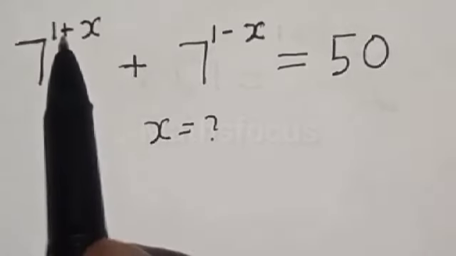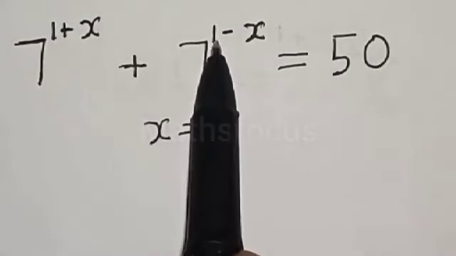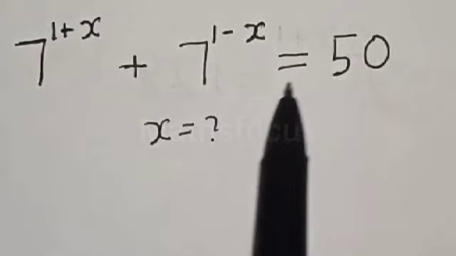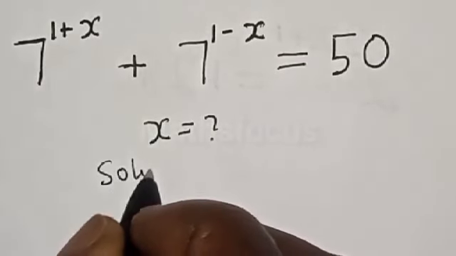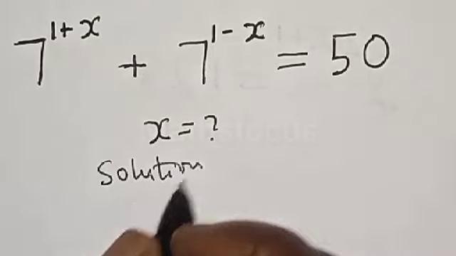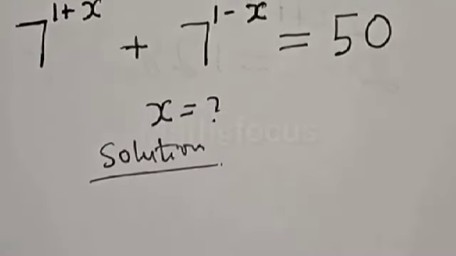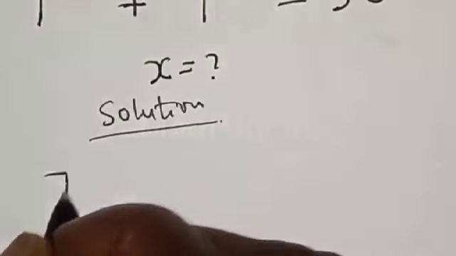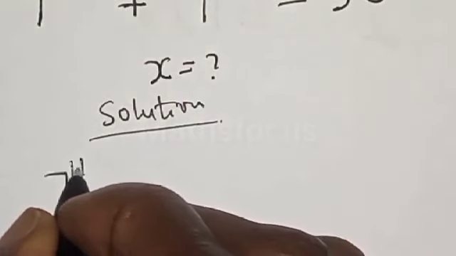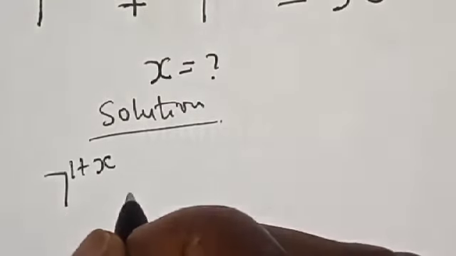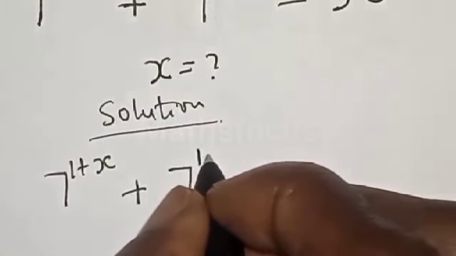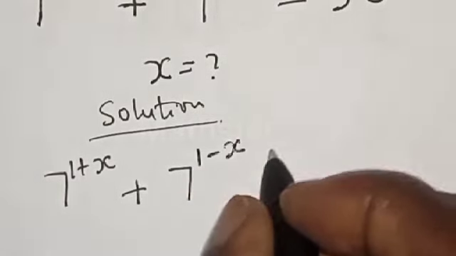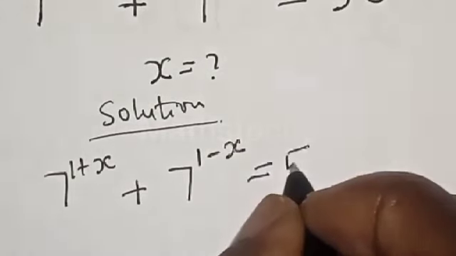7 raised to the power 1 plus s plus 7 raised to the power 1 minus s is equal to 50. What is the value of s? Solution. We have the given equation: 7 raised to the power 1 plus s plus 7 raised to the power 1 minus s is equal to 50.